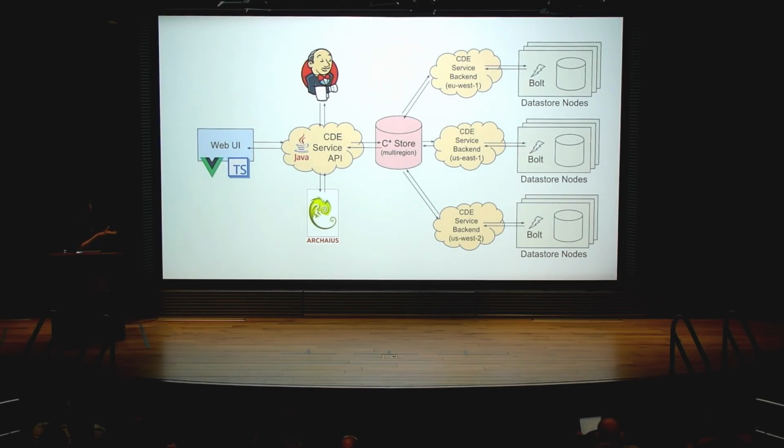So basically, we have a web UI which is essentially the front end into all of the stuff that I just showed you, and this is built in Vue.js and TypeScript, which we found to be a very productive environment. This talks to a CDE service API gateway layer, which is built in Java and provides standard REST APIs for all of the things that we're trying to do.